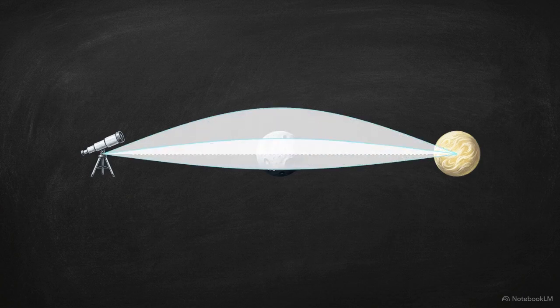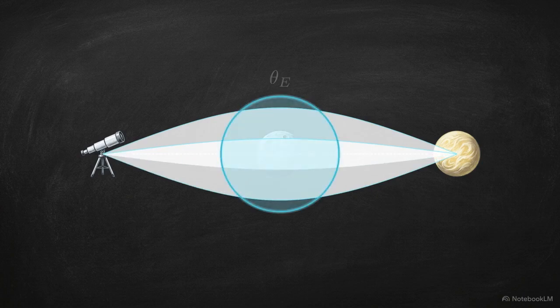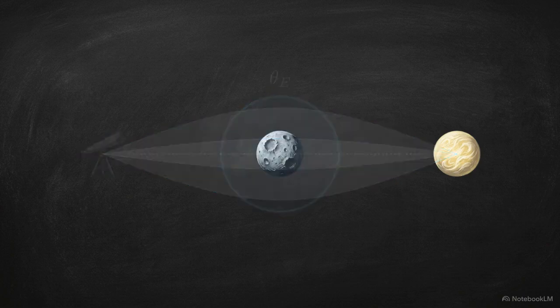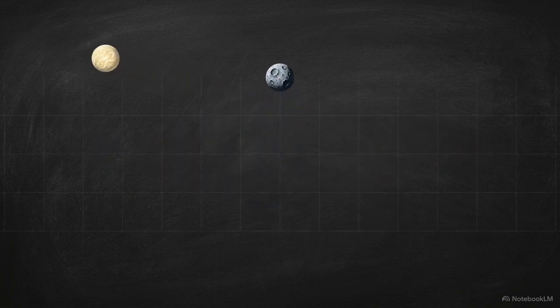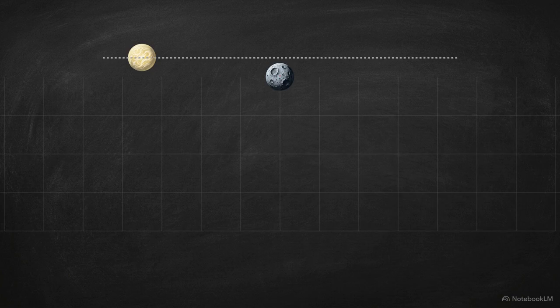The gravitational field of the lens bends the source star's light rays equally in all directions, forming a perfectly circular halo known as an Einstein ring, denoted by theta E. In reality, perfect alignment is incredibly rare. The background star typically passes at a slight offset. We measure this closest approach distance as the impact parameter, U.